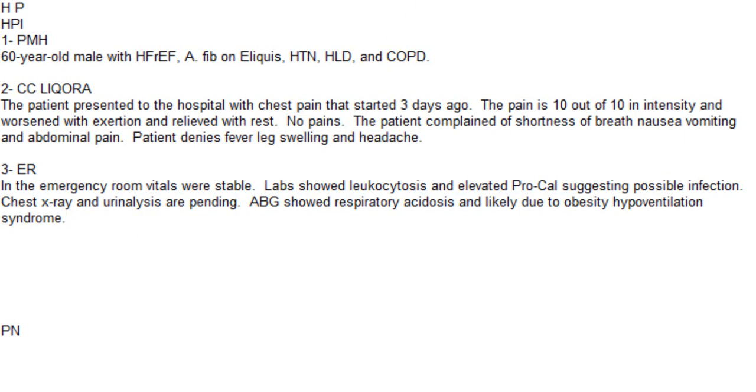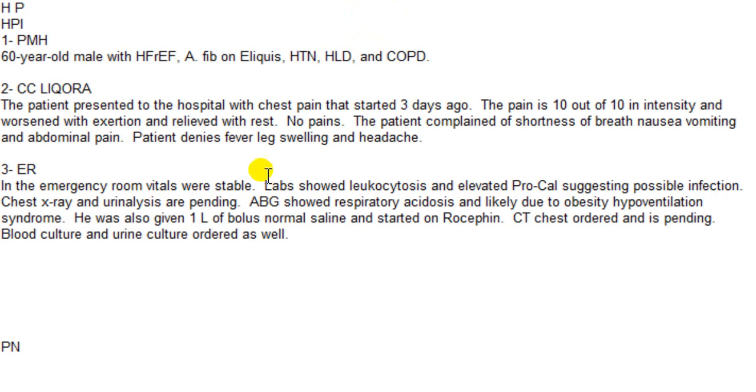He was also given 1 liter of bolus normal saline and started on Rocephin. CT chest ordered and it's pending. A blood culture and urine culture ordered as well. So this is kind of the things that happened in the emergency room. This is kind of the idea.